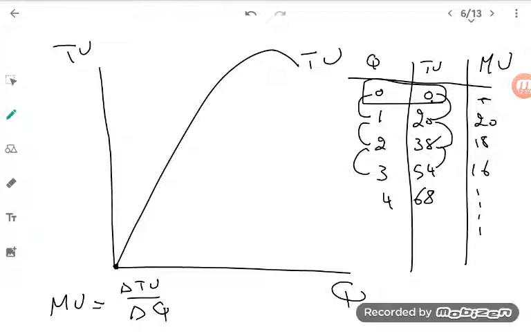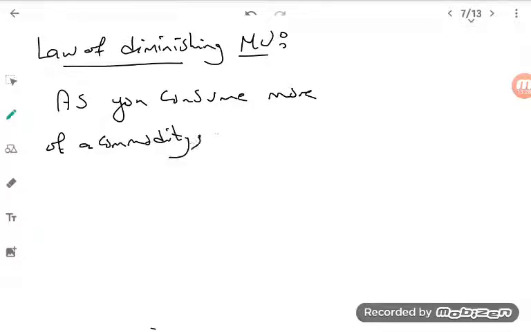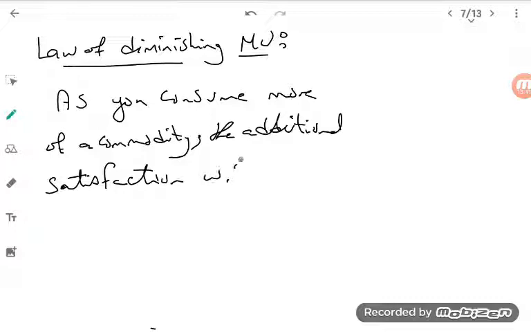We can realize that marginal utility is decreasing, and this is known as the law of diminishing marginal utility, which states that as you consume more of a commodity, the additional satisfaction will decrease.